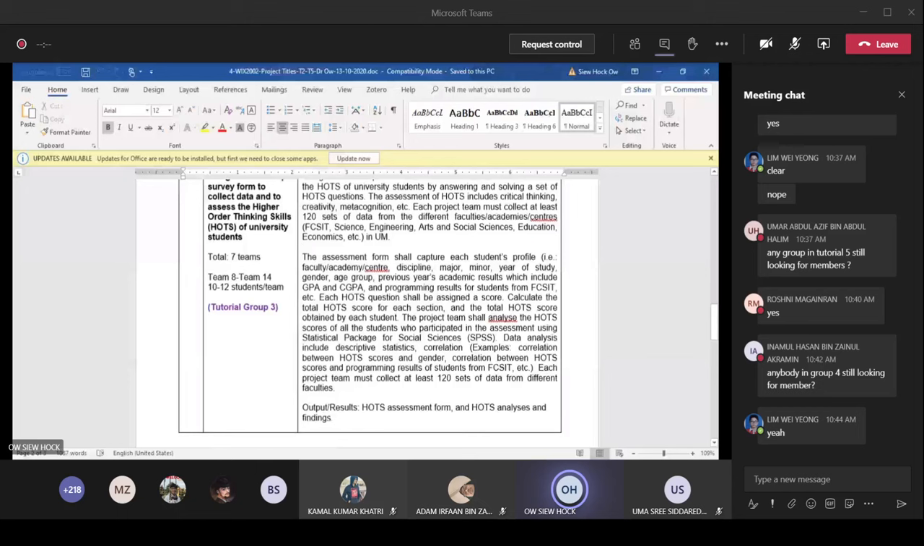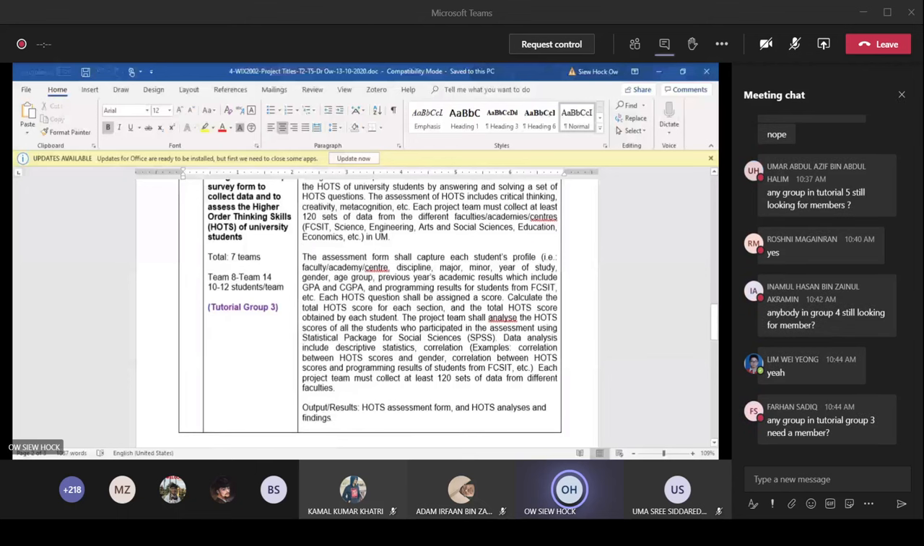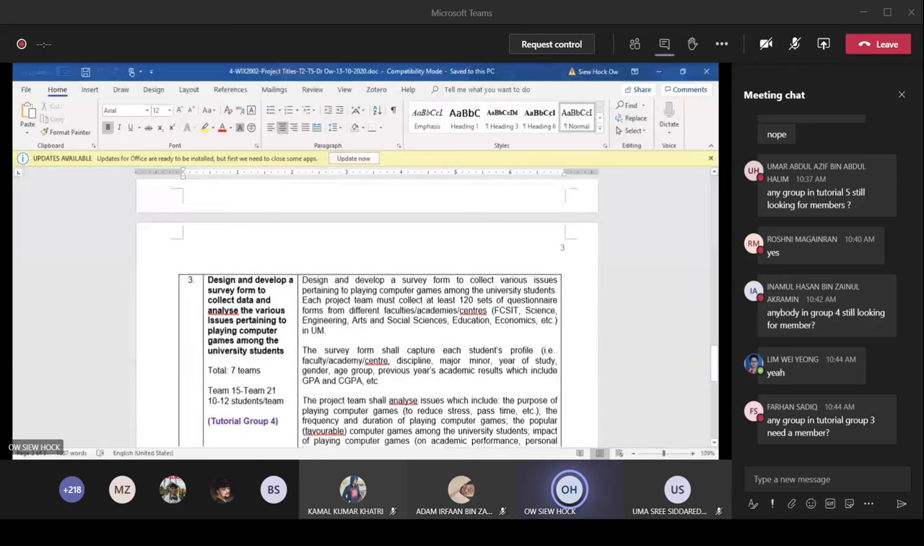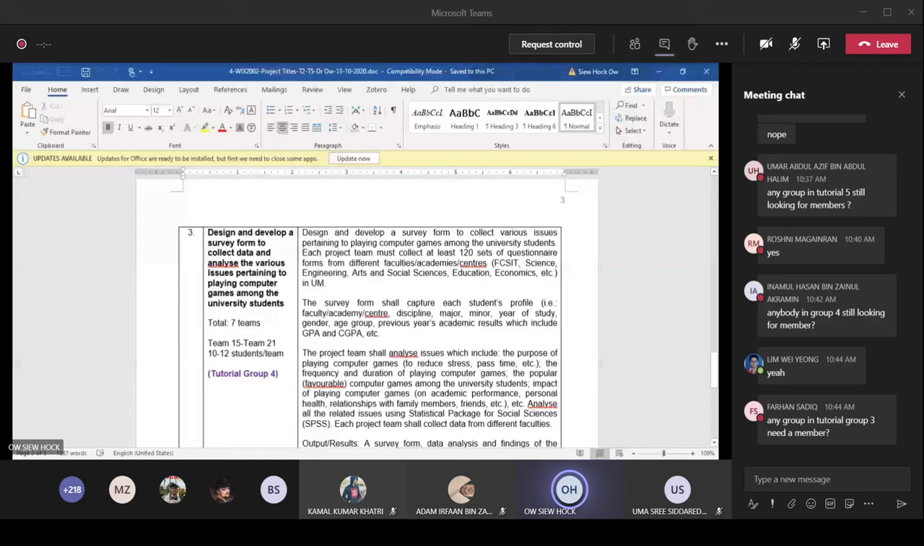These are different experiences, with different content in each survey form. The first one is attitude when they participate in CTEST. The second one is assessing higher order thinking skills of UNC students. So all of you can participate in all of these surveys, and when you participate, I will give you marks for your participation. Okay, understand? Question number 3 will be assigned to tutorial group 4.